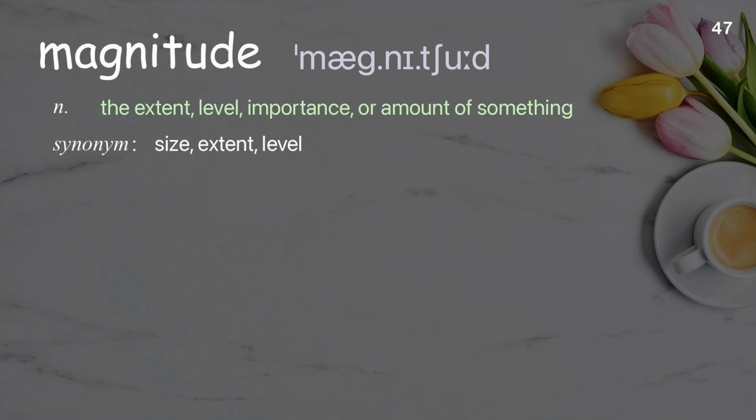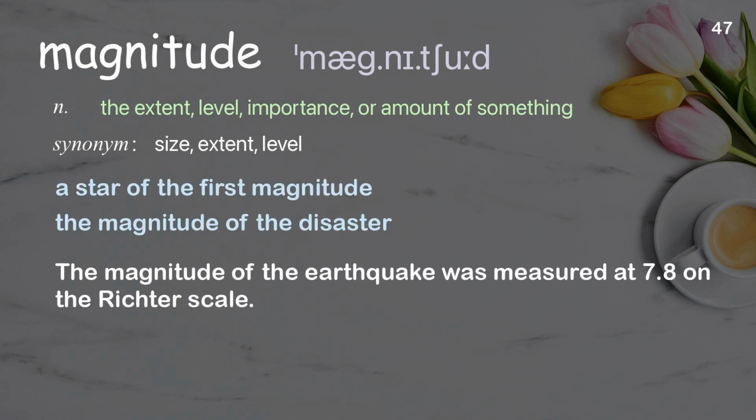Magnitude. The extent, level, importance, or amount of something. Examples: A star of the first magnitude. The magnitude of the disaster. The magnitude of the earthquake was measured at 7.8 on the Richter scale.